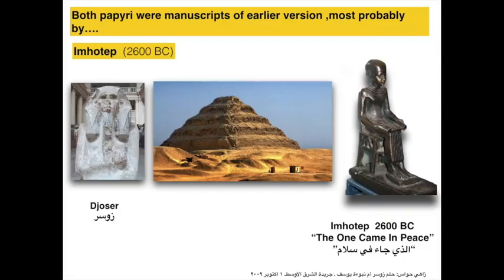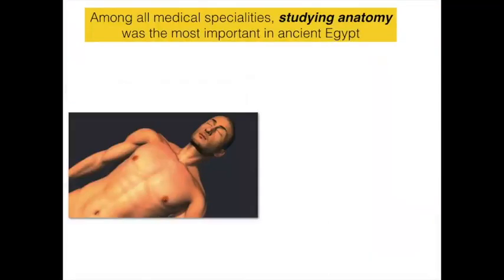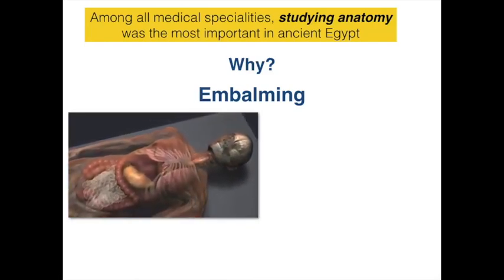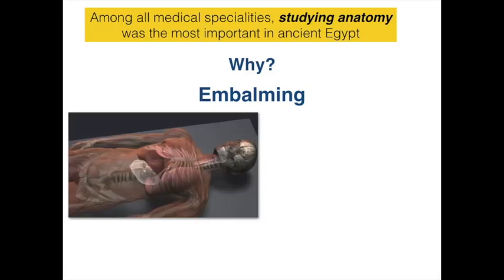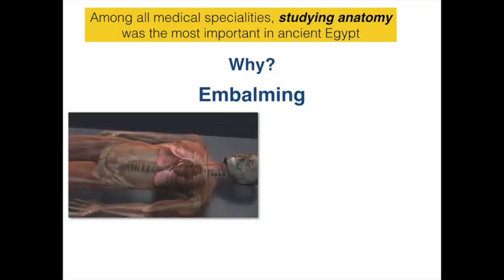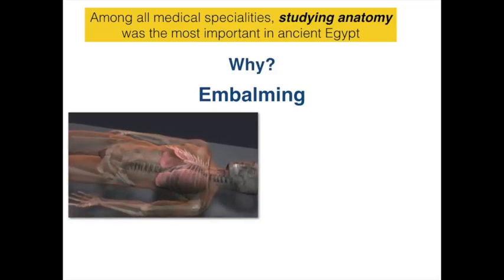Okay, let's get back to anatomy, the story of anatomy. Why were the Egyptians interested in anatomy? Anybody knows? Why? Yeah, excellent. Bravo. Yes, it's for embalming. Embalming is mummification, which is preserving the bodies of the dead. Embalming was done in a very sophisticated way that indicates that these people were very clever in anatomy.